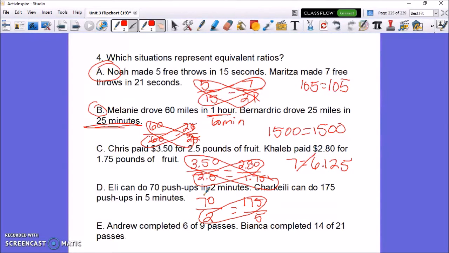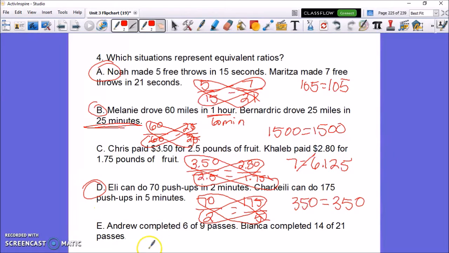So 2 times 175 gives us 350. And then 5 times 70 gives us 350. Those are also equivalent.